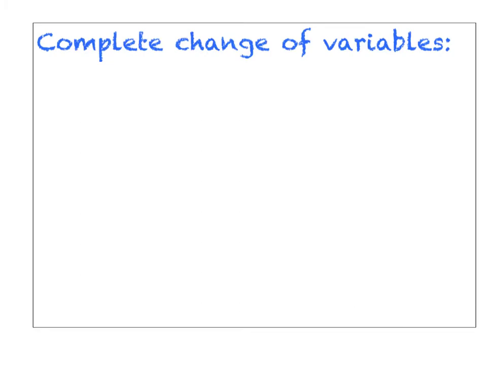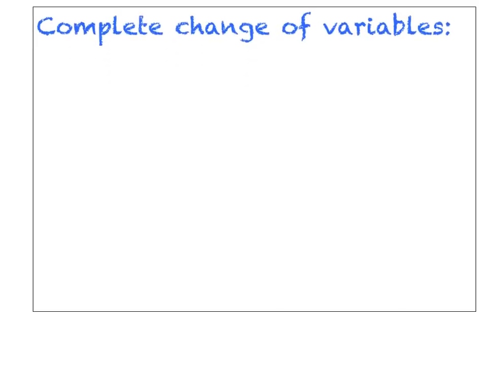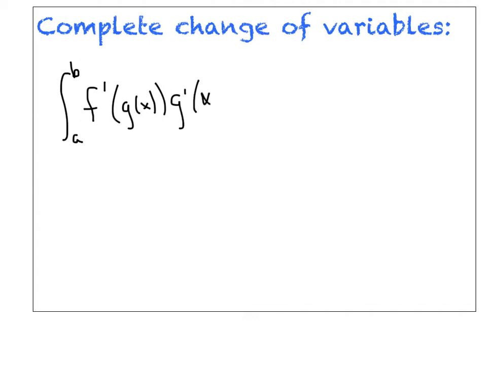So like we said on that first slide, our big theme tonight is a complete change of variables. We're going to rewrite everything in terms of u. So just to get the right terminology down, if we were integrating from a to b, and we were integrating f prime of g of x times g prime of x, the answer here is going to be the integral of f prime of u with respect to u, and the new lower bound is going to be g of a.